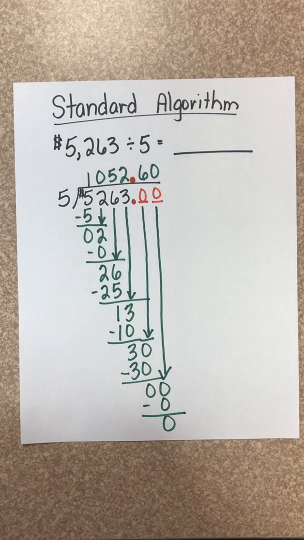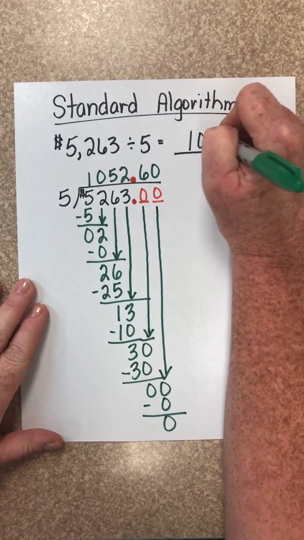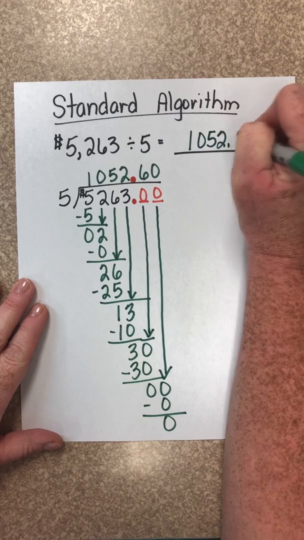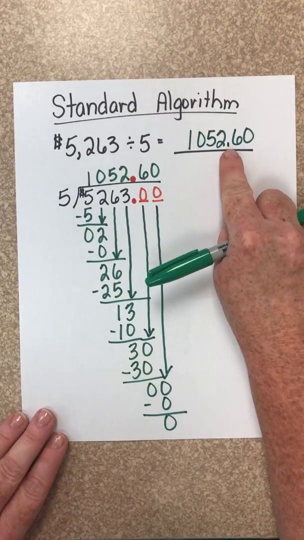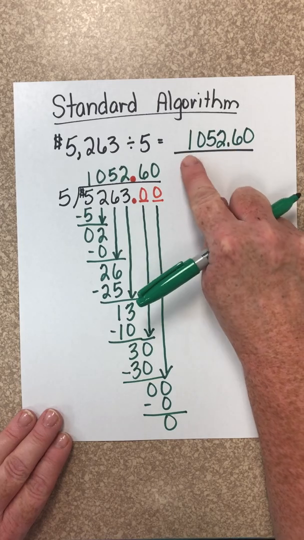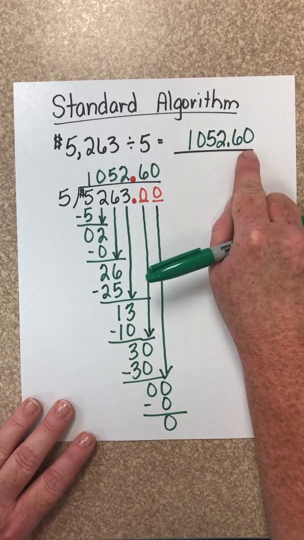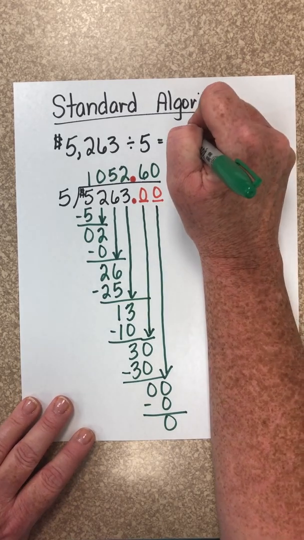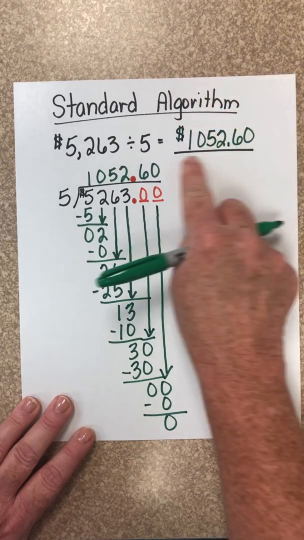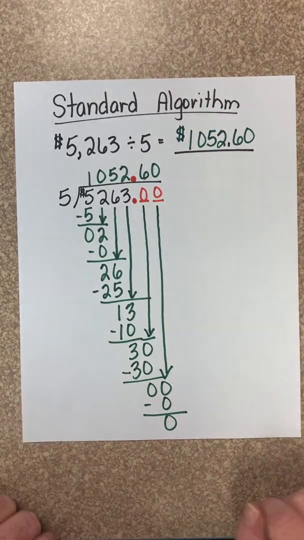Now let's look at how we answer this. We have $1,052.60. Here's our decimal point, that's the word and. But we need to label it now. It's money. The label is the dollar sign, and it must be written in the front and nothing behind it.